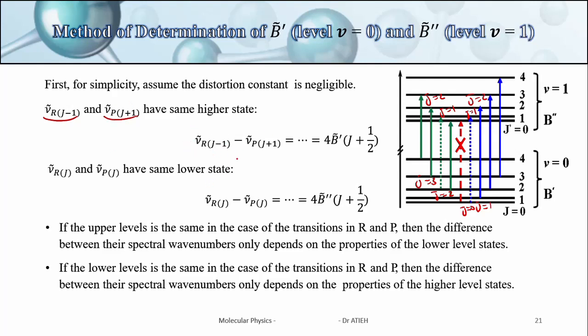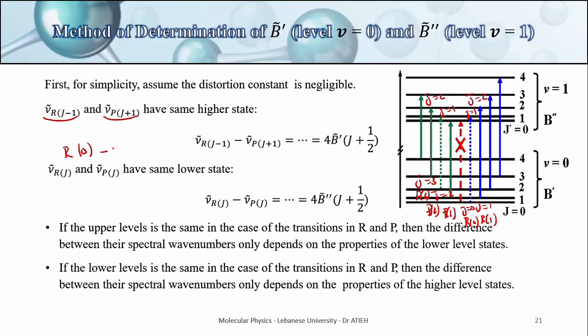In this case, subtract them, find the difference between them, and going back to the formulas, you will get 4B prime J plus half. This transition from J equals 0 to J equals 1 is called R0, and the next one is R1, etc. From this side, the first one, which is a transition from 1 to 0, is P1, the next one, from 2 to 1, is P2, and then from 3 to 2 is P3, etc.